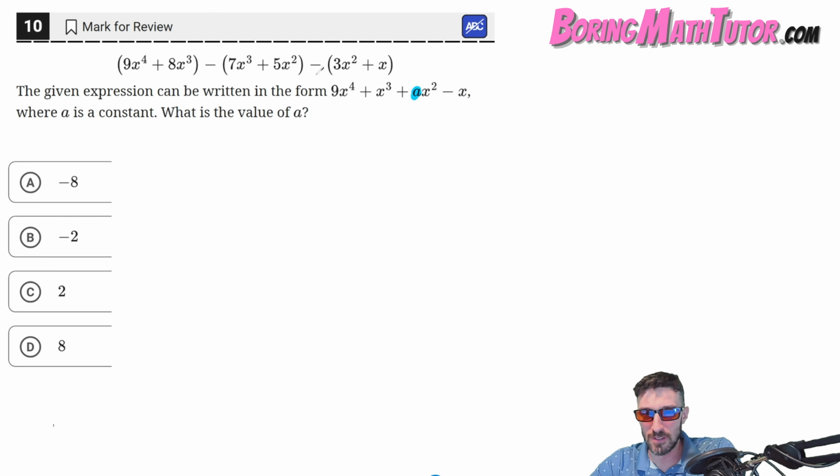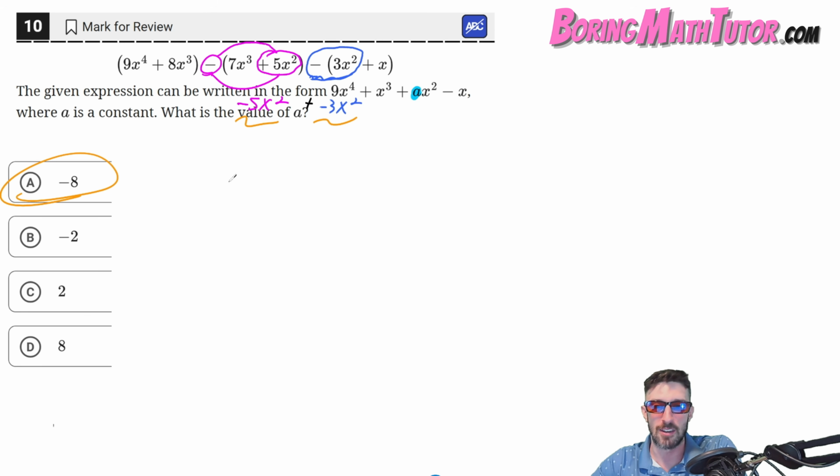And you might have noticed that I underlined the negative right there, because if you distribute that negative, it would be kind of like a negative 3x squared. Now, same deal for the negative over here that we're going to be distributing to the 5x squared. So that means we're going to get ourselves a negative 5x squared plus a negative 3x squared. And when we add them together, what are we going to be feeling? We're going to be feeling negative 8.